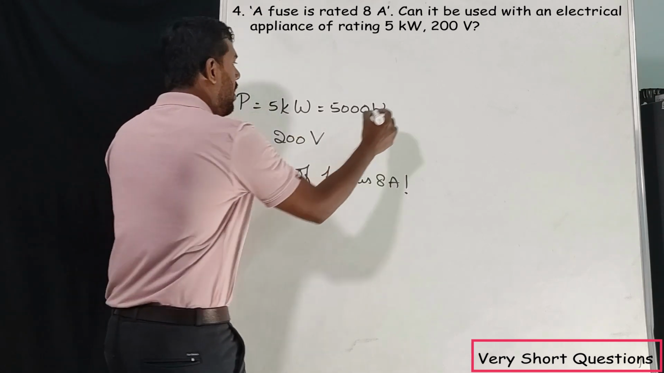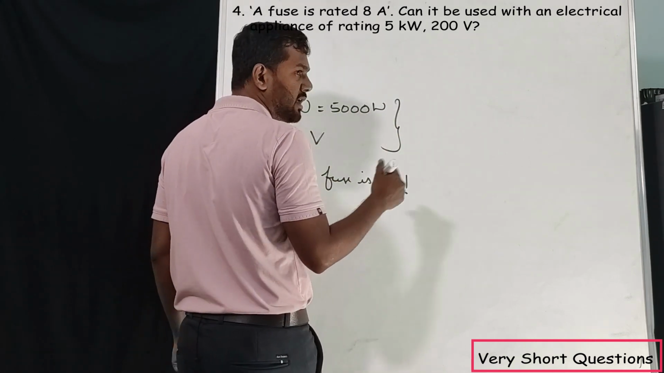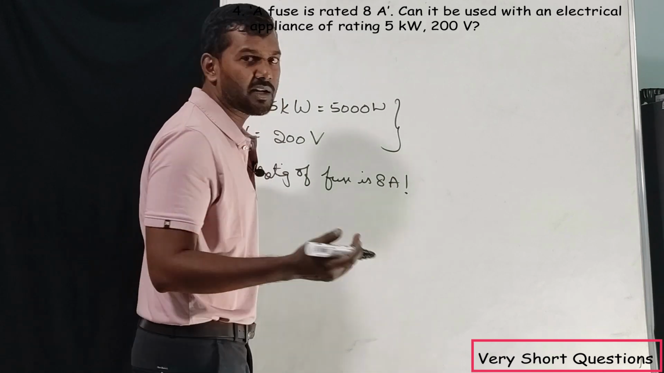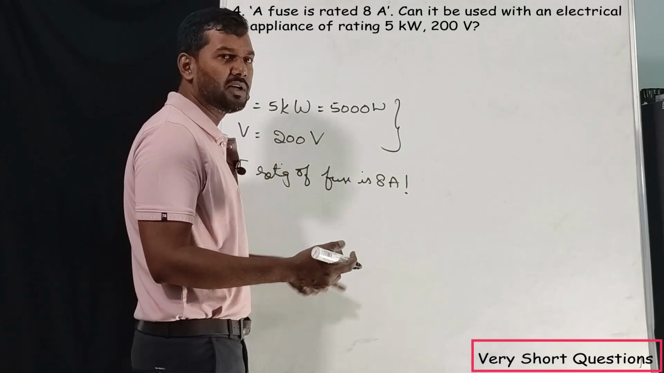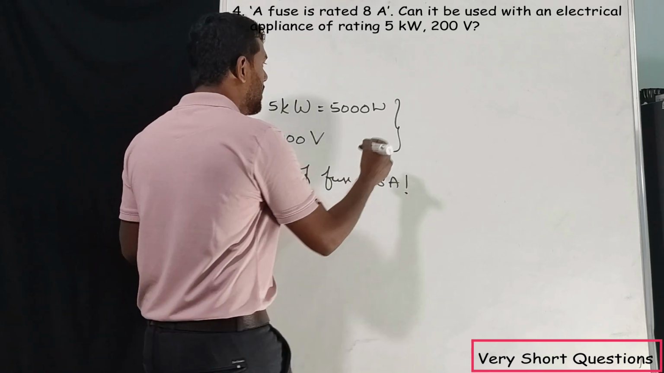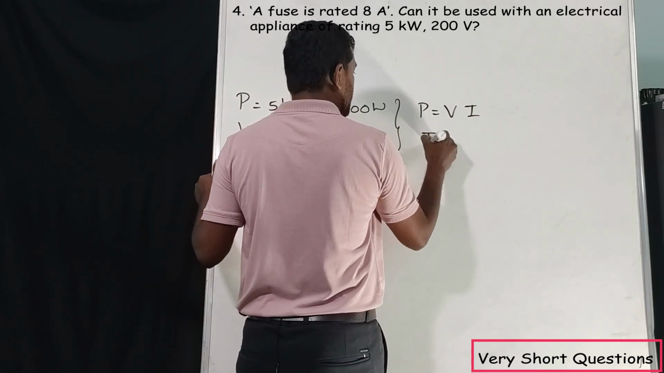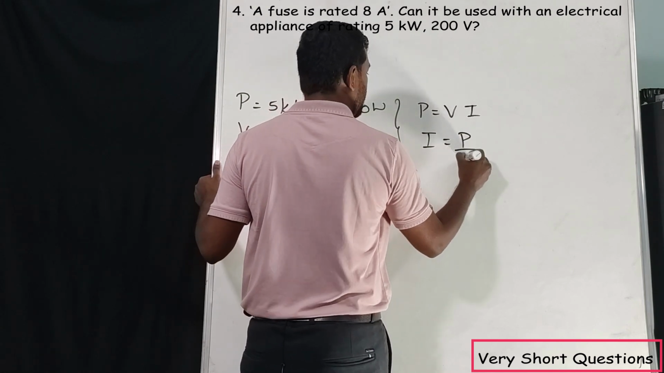Okay, listen. Using power and voltage, how can we find current? This is what we have learnt in the electricity chapters, correct? Those are the same formulas we are going to use here to find the answer. So P is equal to V into I. This is the main formula. Using this one, I is equal to P by V.